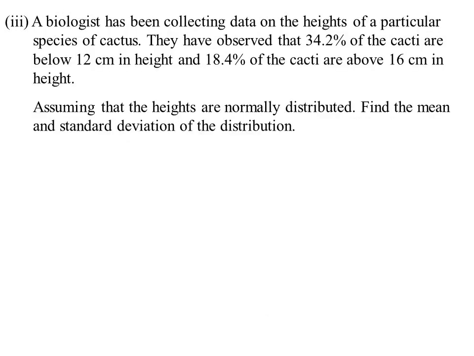Biologists have been collecting data, as biologists do, on a particular species of cactus. They've observed that 34.2% of the cacti are below 12 centimetres in height, and 18.4% are above 16 centimetres in height. Assuming that those heights are normally distributed, what is the mean and the deviation of this distribution? H is going to be my height of the cactus, and this time I don't know either piece of the important information. We're trying to find both of them.